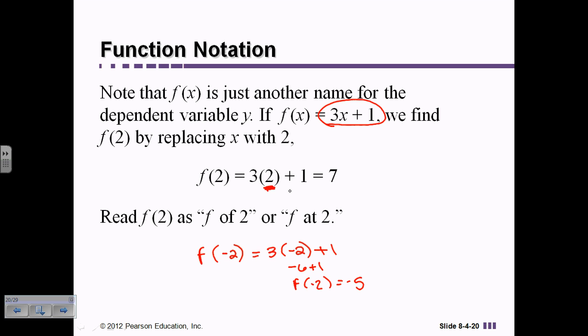So what we've also got here is now we have an ordered pair. 2, 7 is an ordered pair that I can graph for that function. Negative 2, negative 5 is also an ordered pair that I can graph for that function. So this also helps us to get ordered pairs so that we can graph our functions.